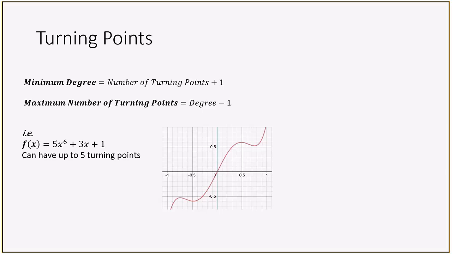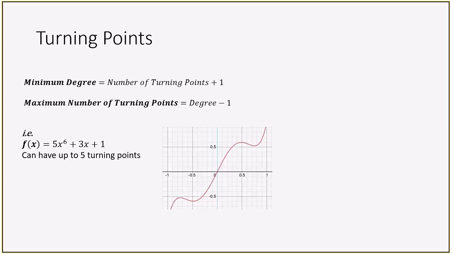So it's a helpful way to check your work or think about the general shape of your graph, but it is very limiting because it doesn't guarantee that's going to be the number. You're not guaranteed to have degree minus 1 turning points. You're not guaranteed that the number of turning points plus 1 is equal to your minimum degree.